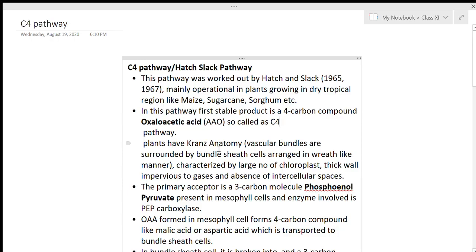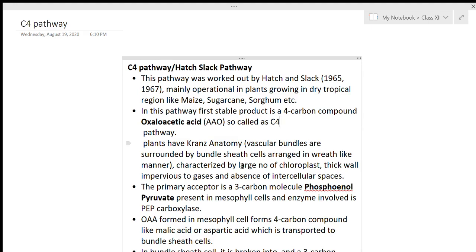They have a specific type of feature in their leaves. So what is that Kranz anatomy? In Kranz anatomy, vascular bundles are surrounded by bundle sheath cells arranged in a wreath-like manner. It means vascular bundles are wrapped by bundle sheath cells. Wreath means to wrap, to surround.